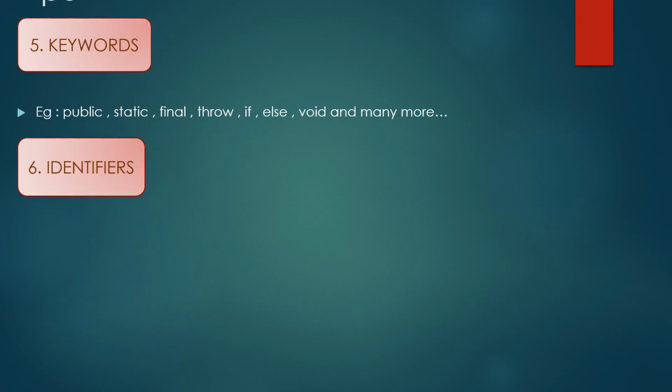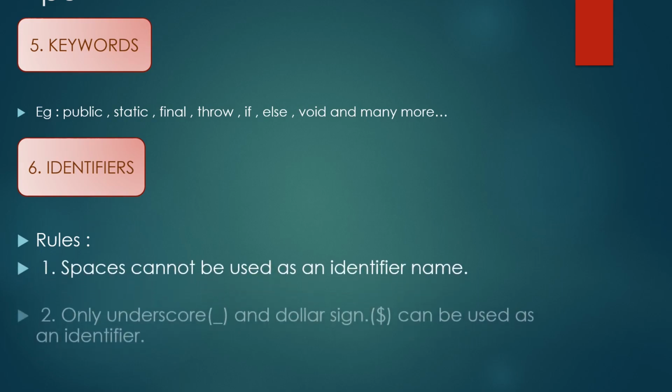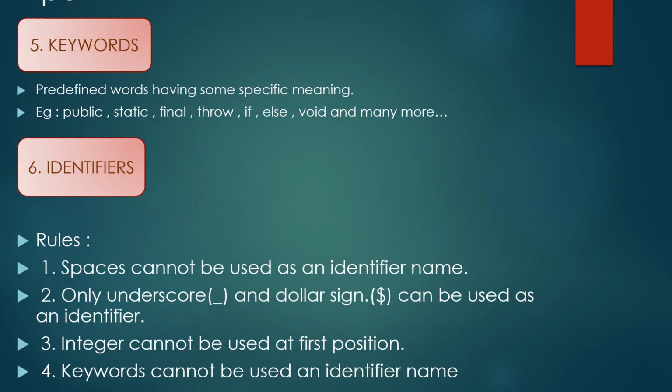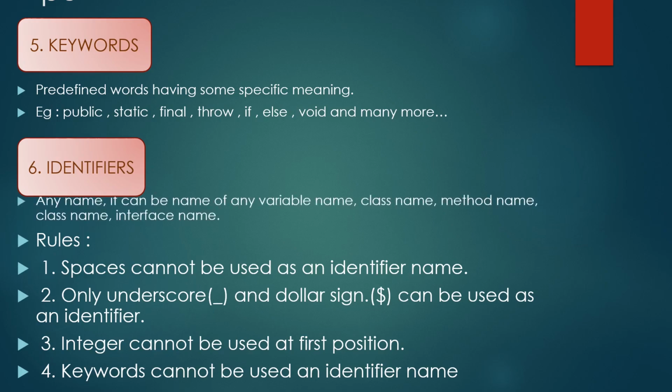Okay, so another term is keyword. Keywords are basically special words which are predefined in Java. There are some predefined words in Java which we cannot use in our programs otherwise it will throw an error if we use keywords as an identifier. Predefined words that have specific meanings are known as keywords. Examples: public, static, final, throw, if, else, void, system, finally, and many more.